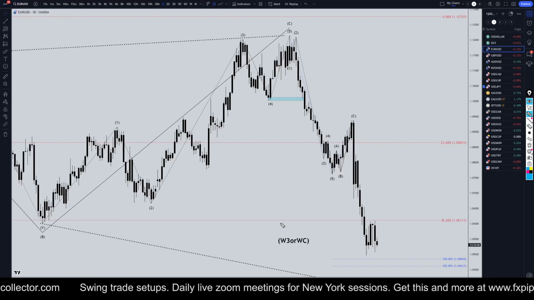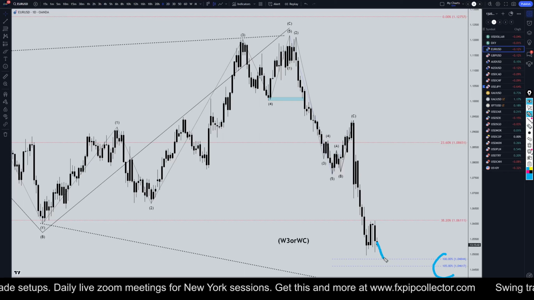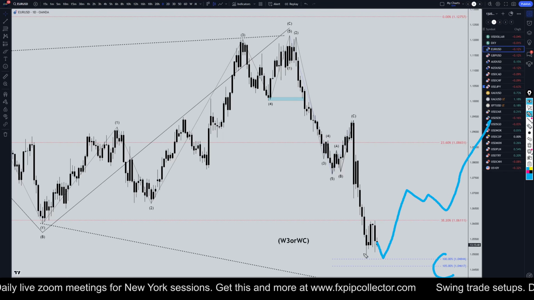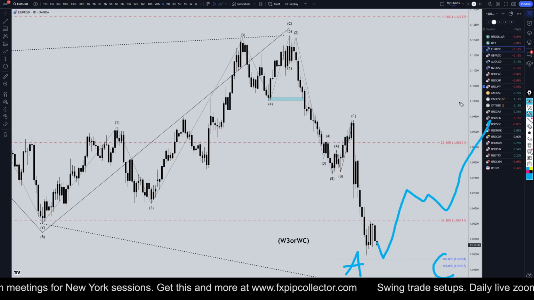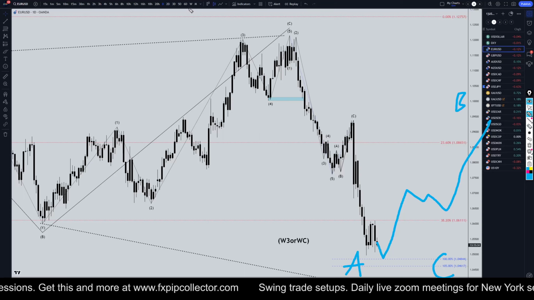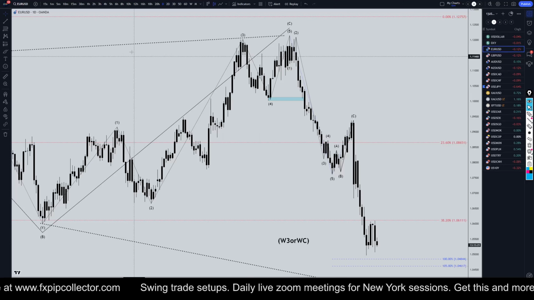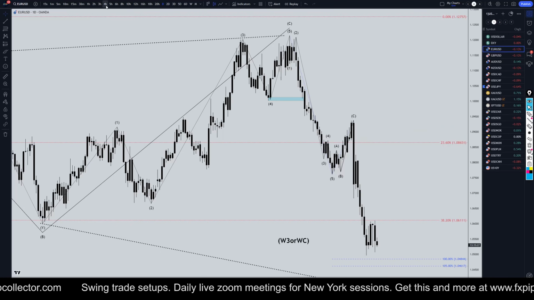But if this is actually like a WXY, then it definitely could turn at the 100% and then make a big old pattern to the upside, because that would be like a wave A, that would be a wave B, and then a wave C of the 3-wave pattern that I was showing on the weekly time frame. So we're definitely going to have to pay attention to see which result it is going to do.